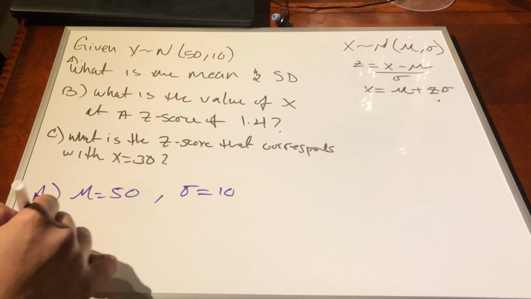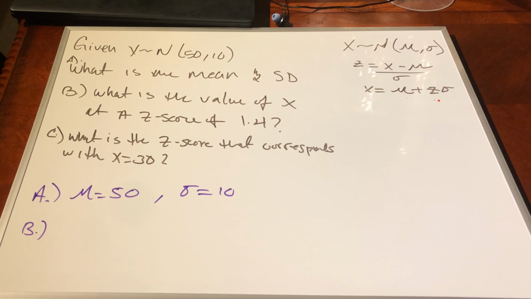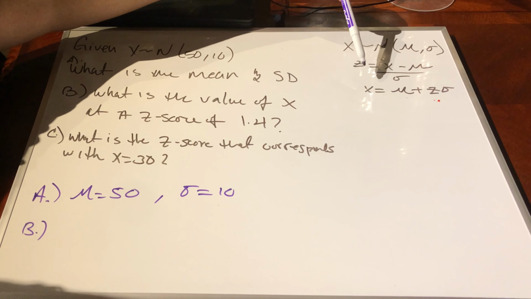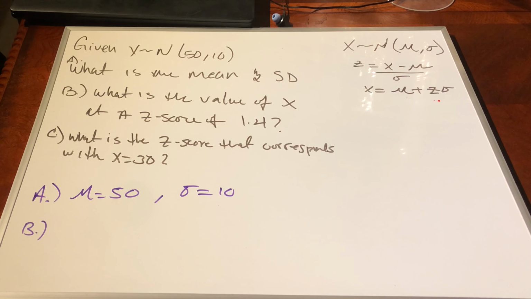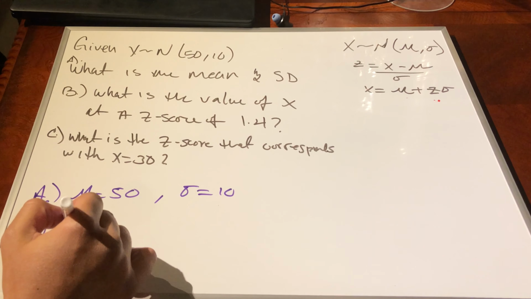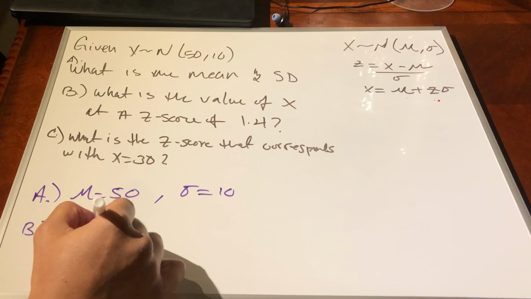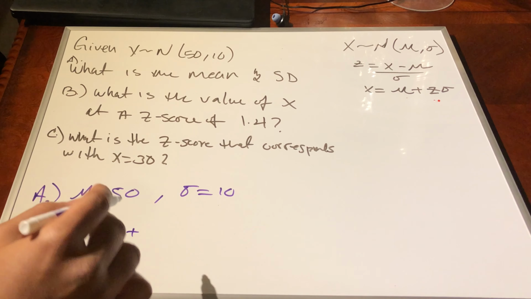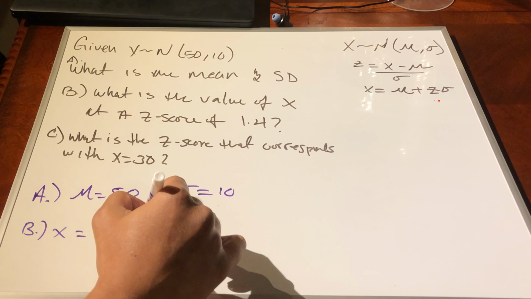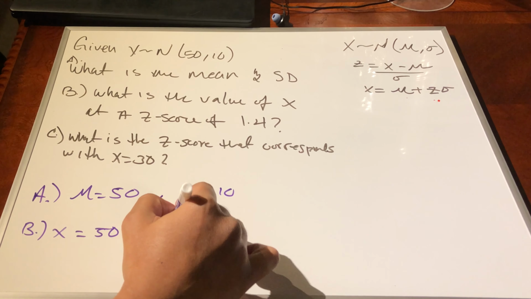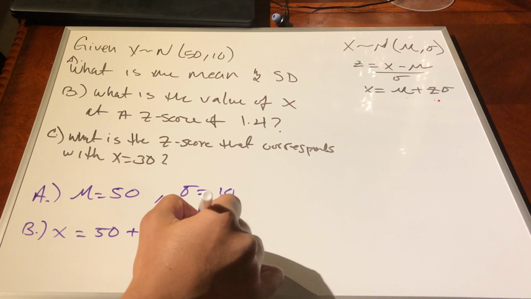Now we're trying to solve for part B. Part B says, what is the value of x at a z-score of 1.4? If you remember, this is the formula we're going to use right here: x equals the mean plus the standard deviation times the z-score. So we're going to get your x value, which we don't know yet, but we know our mean. Our mean is 50. Now we're going to add that to our z-score, which is 1.4, and multiply that by our standard deviation, which is 10.